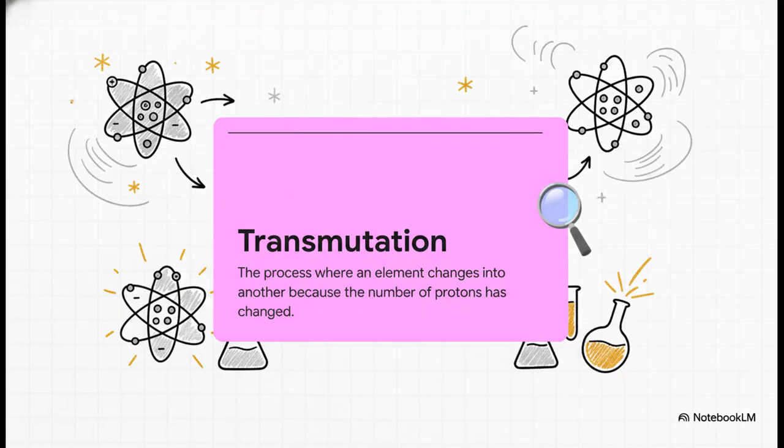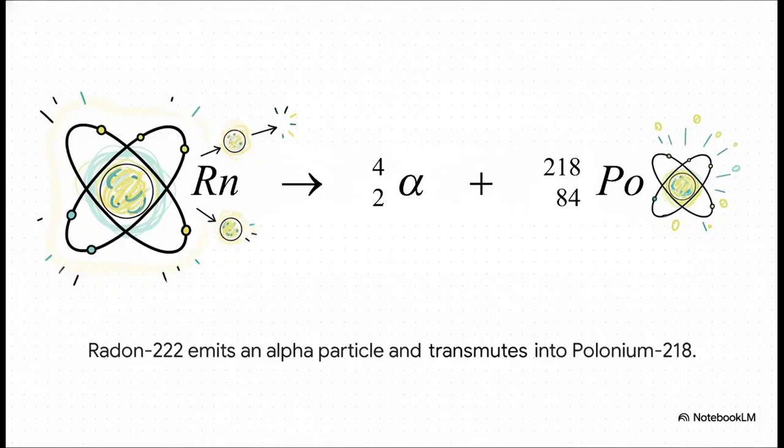The process is called transmutation. And we're not just talking about losing a little bit of energy here. The atom fundamentally changes who it is. By losing protons from its core, an atom of one element literally becomes an atom of a completely different element. It's like real-life alchemy. Let's look at a real-world example.